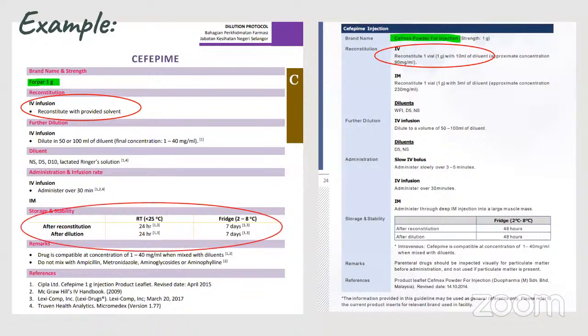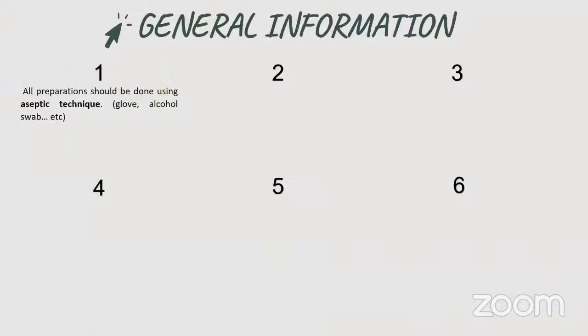The stability also differs. For PAR, as you can see, it's 24 hours under room temperature, 1 week under the fridge. However, for Cefmax, it's all under the fridge, and can be stored stably for 2 days. So as you can see, it's very important to know what brand of the product you are currently using, because different brands have different stability and dilution protocols.